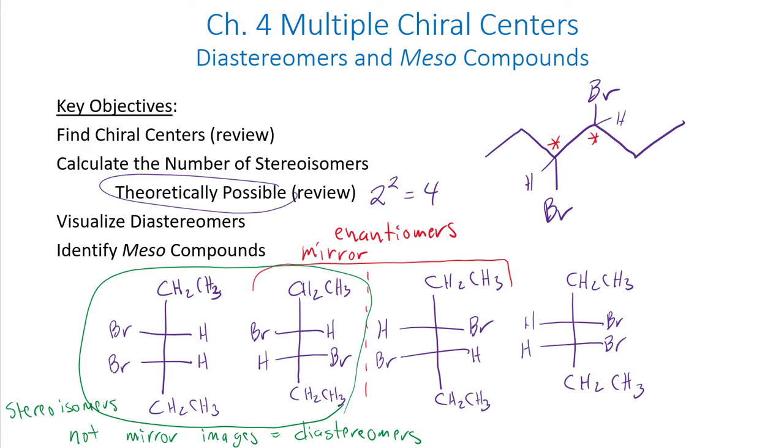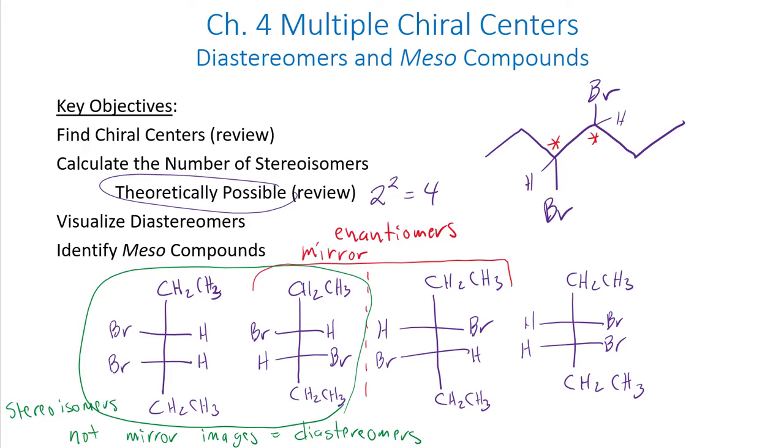Let's practice saying those words. So repeat after me. Enantiomer. Enantiomer. Diastereomer. Diastereomer. Each compound, by the way, will have only one enantiomer.